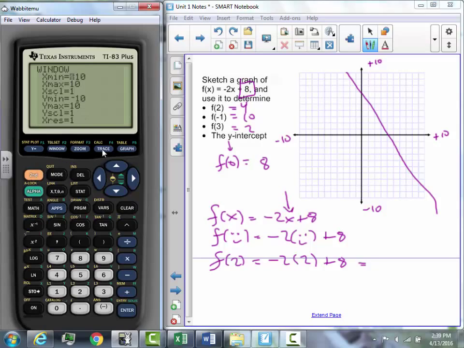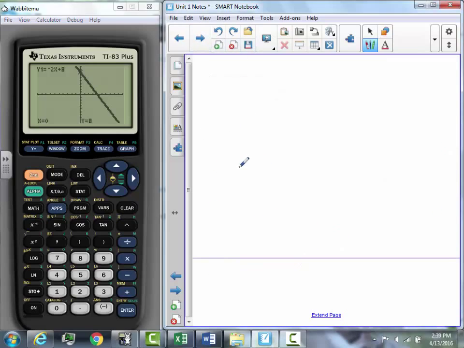If I wanted the y-intercept, second calculate, the value when x is 0. And there it is right there. There's your y-intercept up at 8. So far, so good? Thoroughly bored? I hope so. Okay, moving on.